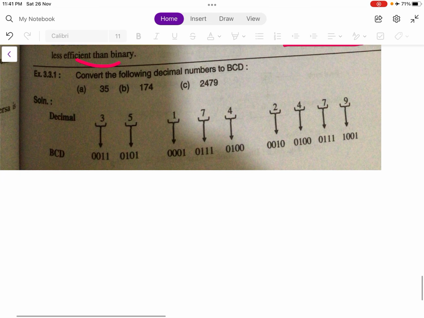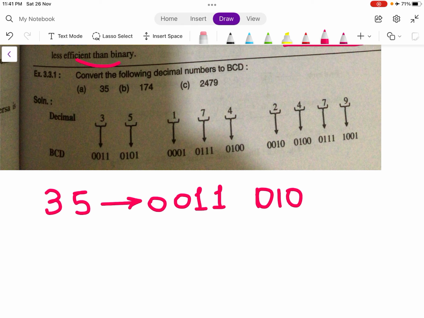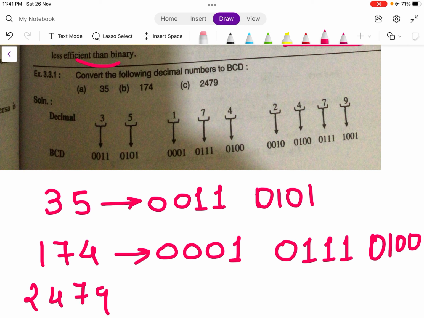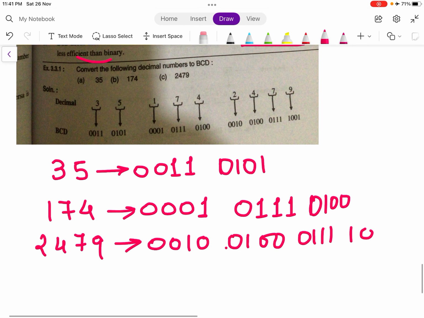Okay, convert the following decimal numbers to the BCD. So 35. Binary for 3 is 0011. Binary for 5 is 0101. So this is the BCD for 35. For 174, 1 is 0001, 7 is 0111, 4 is 0100. For 249: for 2 it is 0010. For 4 it is 0100. For 7 it is 0111. And for 9 it is 1001.